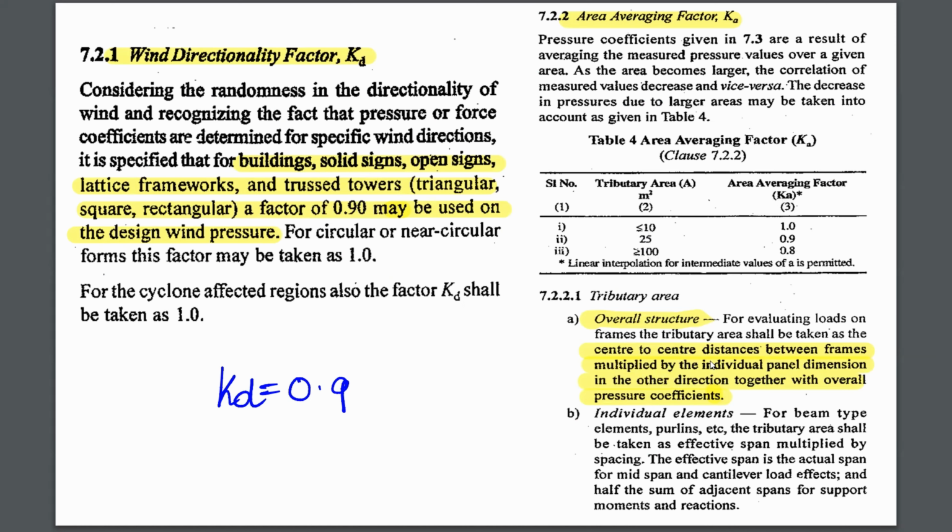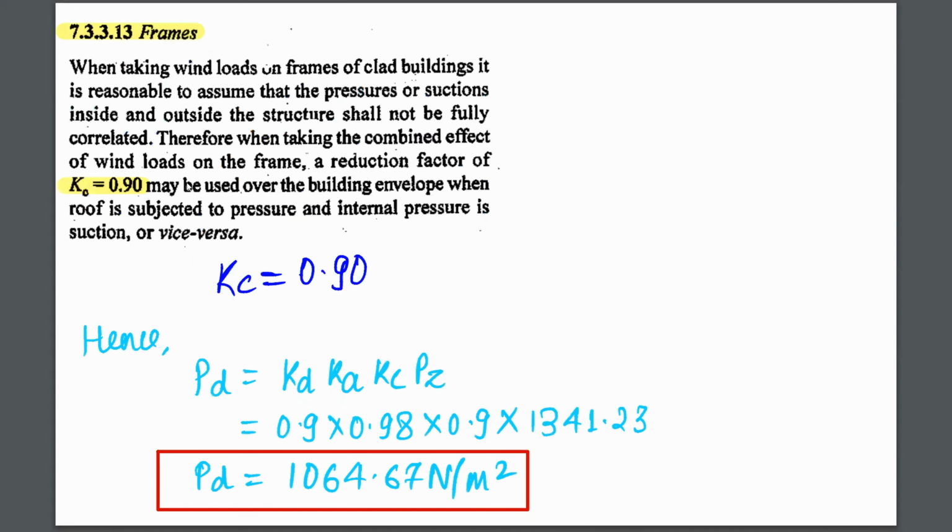So moving to the next factor, that is Kc. For Kc, we are referring to clause 7.3.3.13, and here it is directly written that the Kc value is 0.90. So we got Kd, Ka, Kc, and we have already calculated Pz. So putting all these values, we can easily calculate Pd, that is design wind pressure, and it is 1064.67 Newton per meter square.